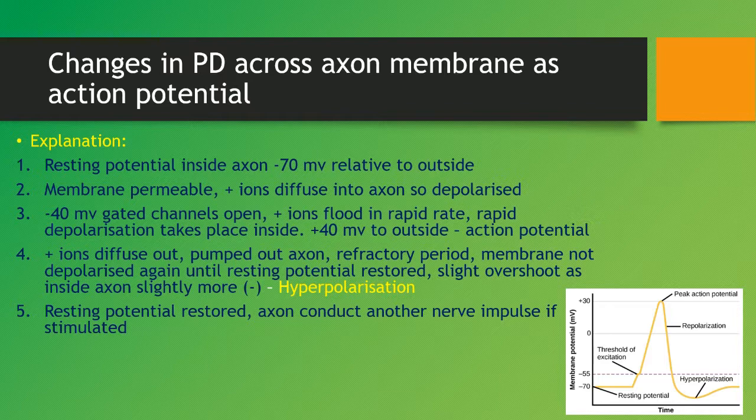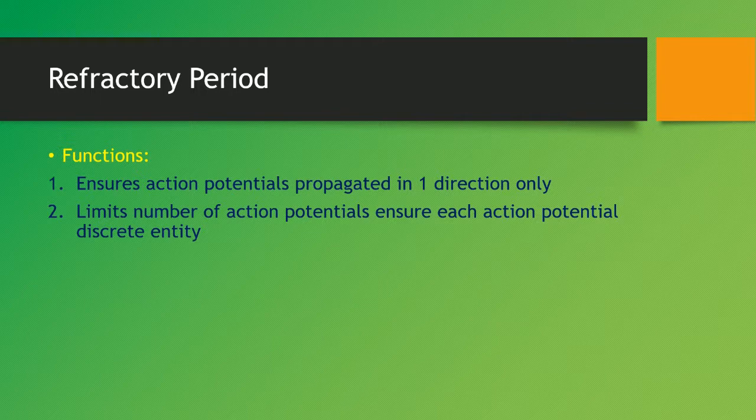As positive ions diffuse out and are pumped out of the axon, the refractory period will occur and the membrane will not be depolarized again until the resting potential is restored. There will be a slight overshoot as the inside of the axon is slightly more negative, and this is called hyperpolarization. The resting potential will be restored and the axon will then be able to conduct another impulse if it is stimulated. This refractory period is known as repolarization in the diagram there, and its function is that it ensures action potentials are propagated in one direction only. This will limit the number of action potentials and ensure each action potential is a discrete entity.